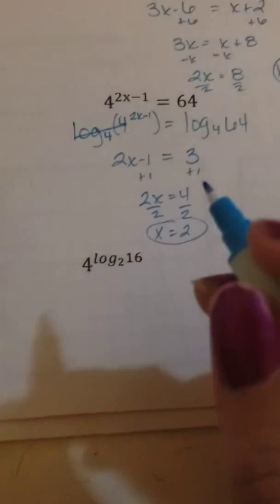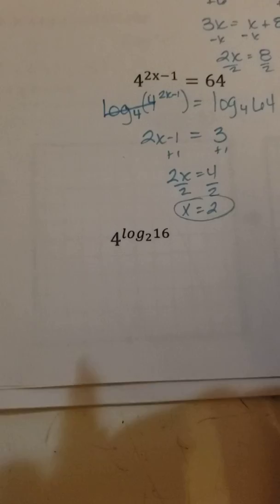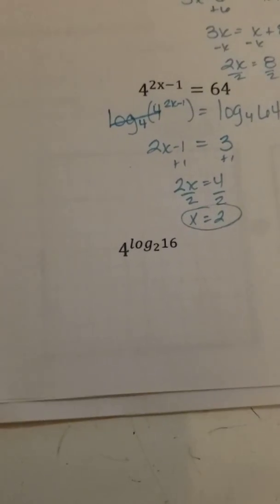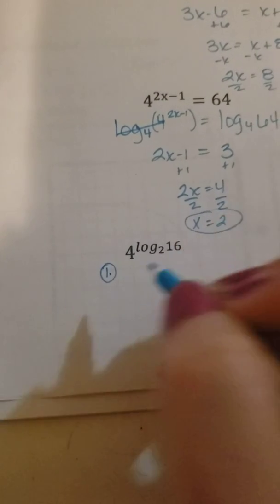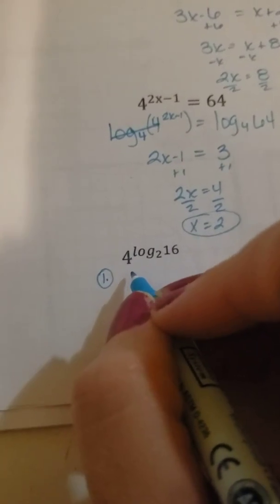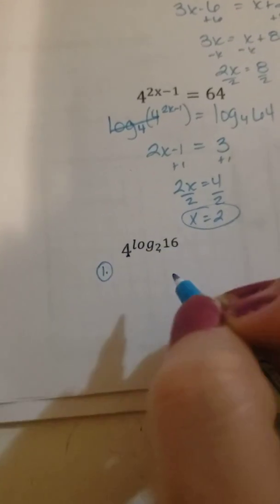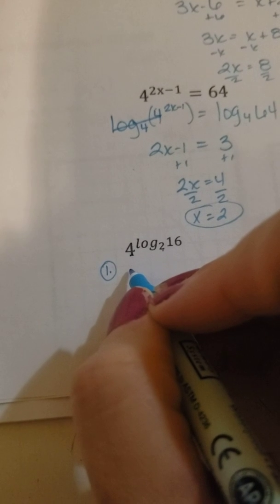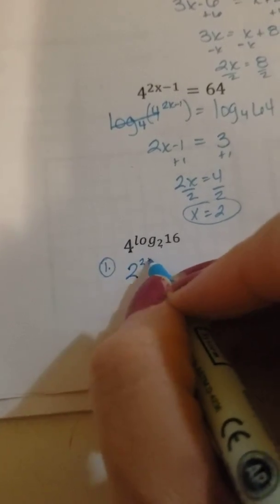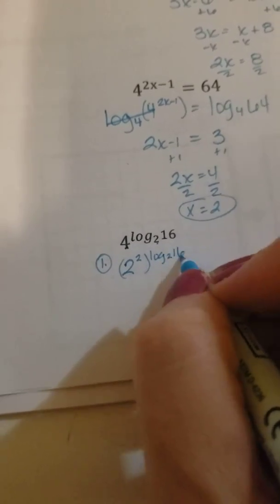All right, so over here with 4 to the log base 2 of 16 power, there's actually a couple of ways that you can do this. So I'm going to show you the first way. The first way would be to say, okay, well, I can turn 4 into an exponent with a base of 2, and so that would be 2 to the second power to the log base 2 of 16.